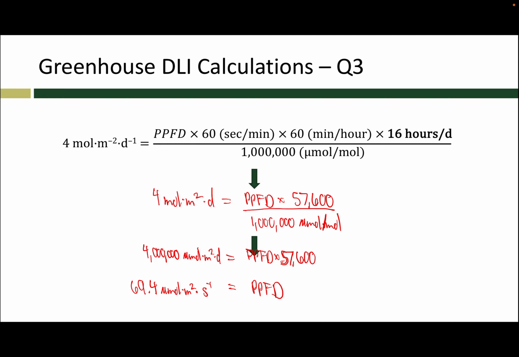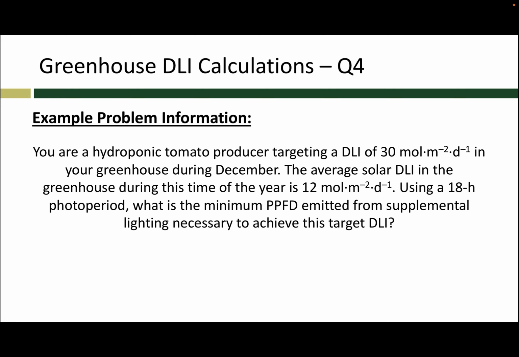Whoops, and so you see my arrow unfortunately populated there. I got a little bit ahead of myself moving through these steps. So let's go ahead and look at one more example problem to, again, show you how we can work this equation in reverse. Let's say in this case that we're a hydroponic tomato producer targeting a DLI of 30 moles in your greenhouse during December. The average solar DLI in the greenhouse during this time of the year is only 12 moles per meter squared per day. So if we were using an 18-hour photo period, what is the minimum PPFD emitted from supplemental lighting necessary to achieve this target DLI?